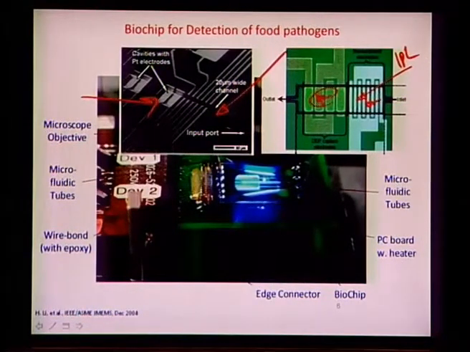The biochip is mounted on a PCB plate which has an embedded heater set. You have wires bonded to the PCB on one side and the chip on another side. You have microfluidic tubes which go into the modules here on both ends.